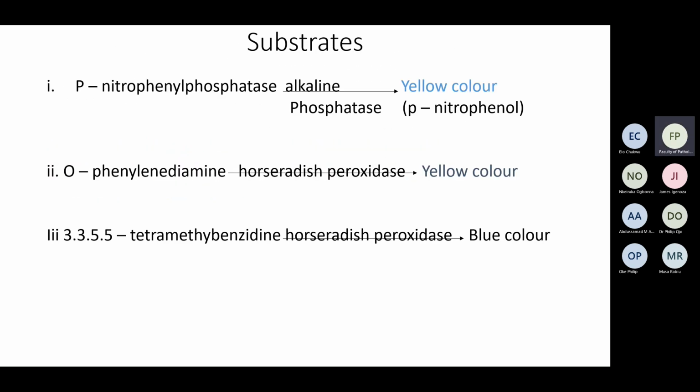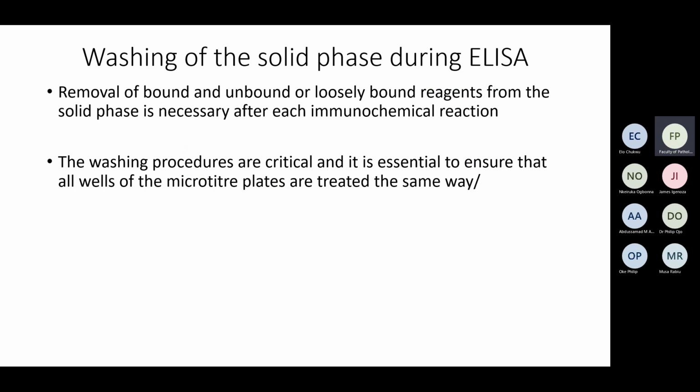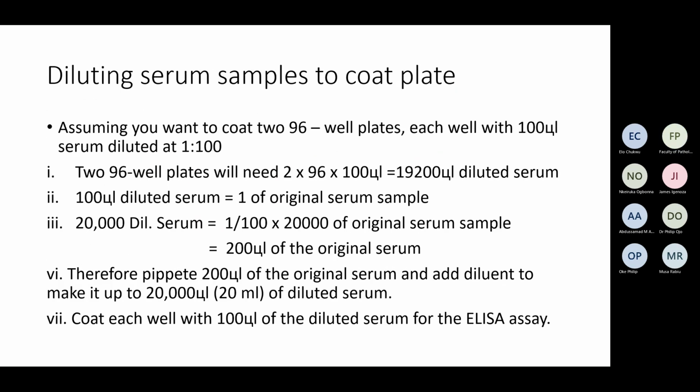Let me go back to the slide. Let me go back to the serum. Each of these 96-well plates, you are going to coat with 100 microliters. So for two plates, you are going to coat with 2 times 96 times 100. That will give you 19,200 microliters. You understand?